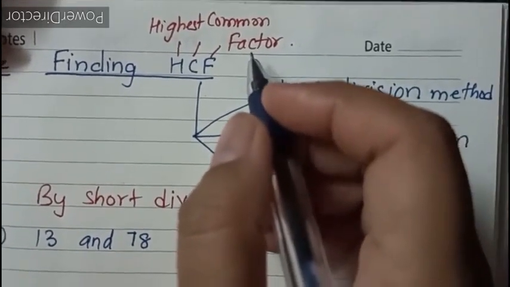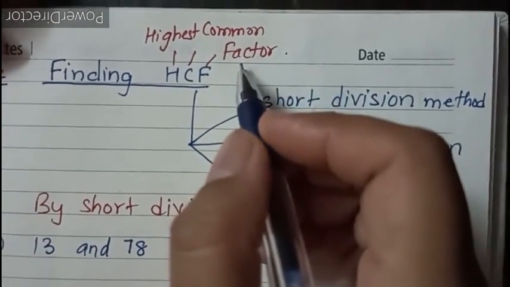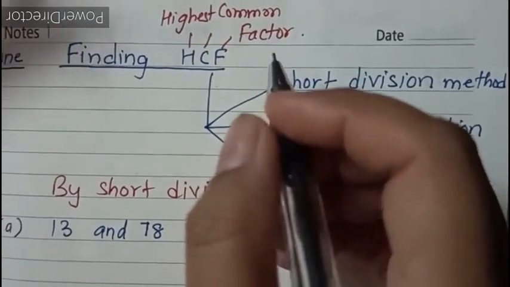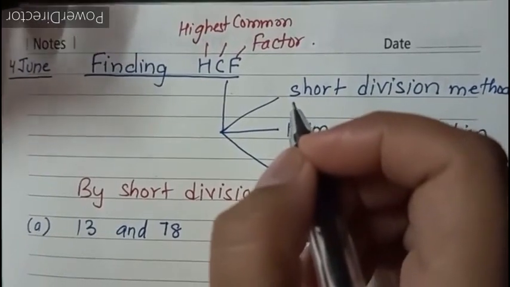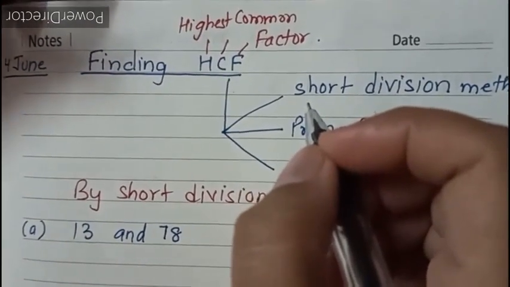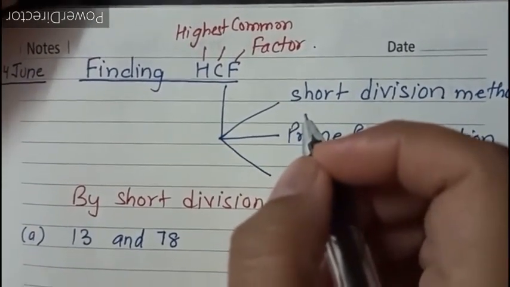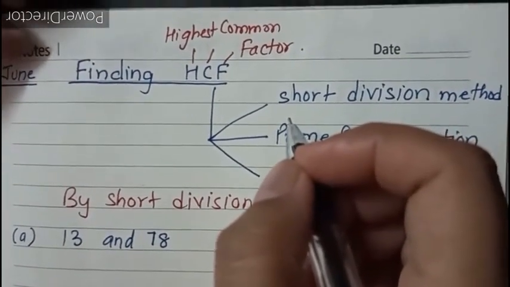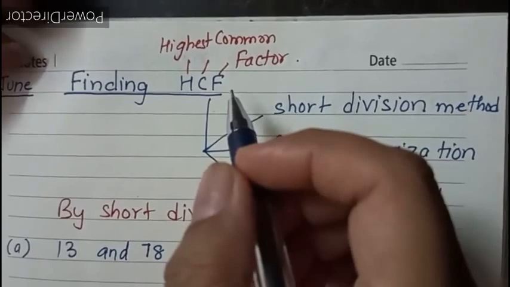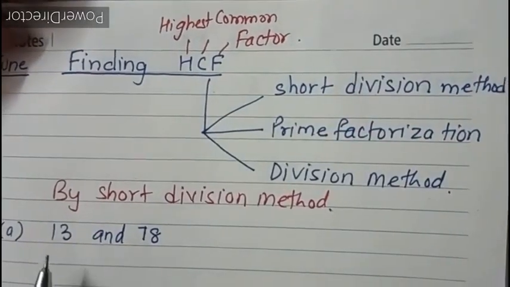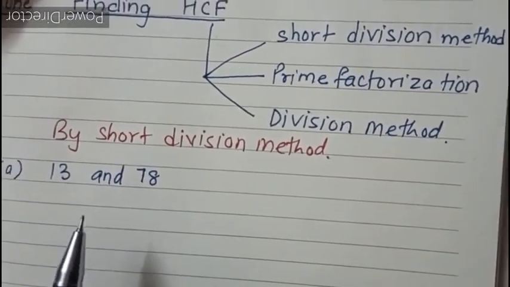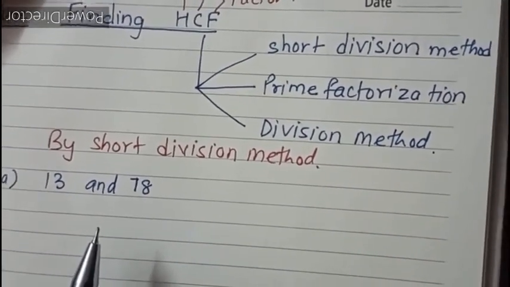So children, when we list the factors of two or more numbers and look at all the common factors, the one which is the highest among these is known as the highest common factor. It means that the number which divides both the given numbers exactly will be the HCF.